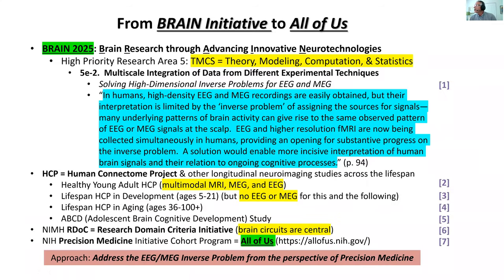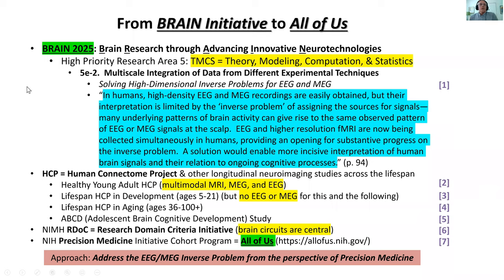I apologize for the dense text on this slide, but my purpose is to put the EEG and MEG inverse problem in the context of a series of high-profile United States national research initiatives. I'll skim the surface, but for anyone who's interested, there are some numbers here in purple square brackets, and I have those references in a PDF file I can give to anyone who wants to dive deeper.